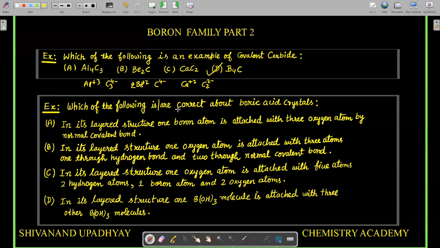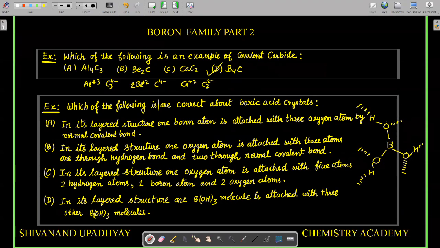Next question, which of the following is/are correct about boric acid crystal? What we learn about boric acid crystal, we can write here: one molecule of boric acid. If this is boron, then these oxygen atoms should be at 120 degrees, a trigonal planar structure, with symmetry. So this is the structure of this one molecule. Now this oxygen is involved in hydrogen bonding. This hydrogen is involved in hydrogen bonding. This oxygen is involved in hydrogen bonding, right? And this hydrogen is also involved in hydrogen bonding.